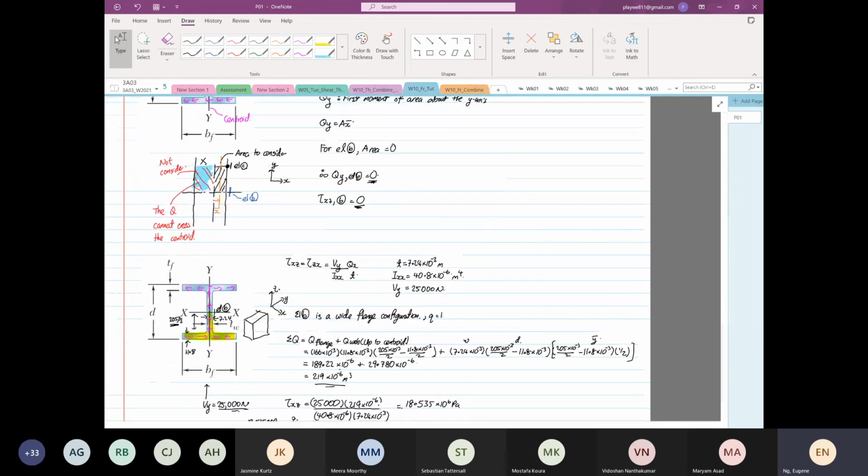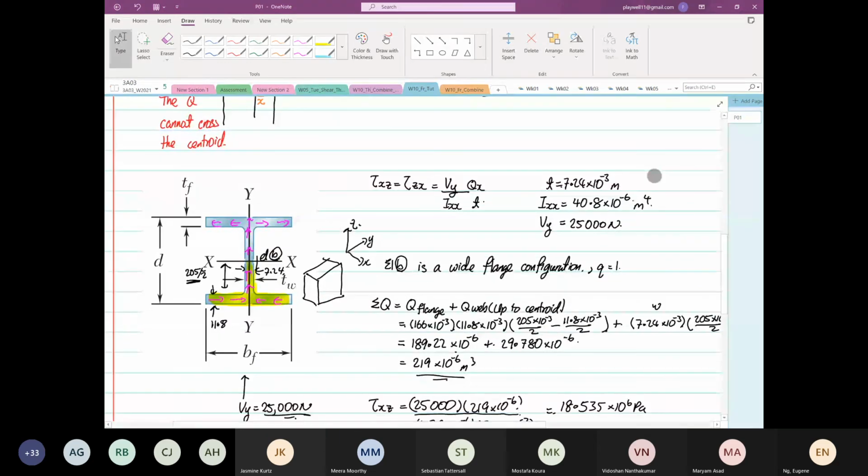I was just wondering, for when the shear force is acting on the x-axis here, what the Q would be for a point where the web is intersecting the flange. Does that make sense? That is a good question again.